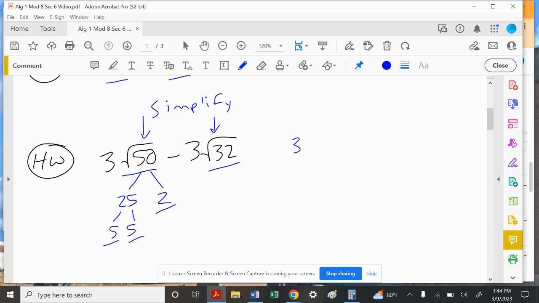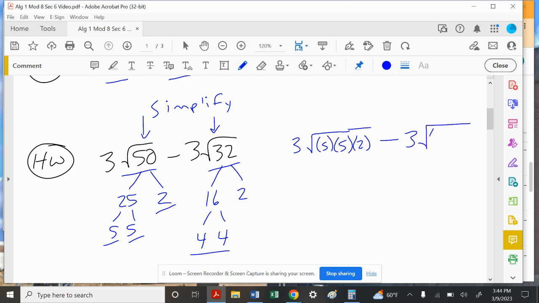So we have 3 square root of 5 times 5 times 2 minus, and now we're going to do the same thing on this side. I have 16 times 2. I can break down 16 into 4 times 4. Now I could break down the 4 times 4 into multiple values, but I already have a pair there. So because I have a pair there, I'm going to just write it as 4 times 4 times 2. So we have that 4 times 4 and that 2 that's there. And now for every pair, I can take one out. So I cancel out the pair. I get 3 times 5 because I took it out of the square root. And I have the square root of 2 left inside.